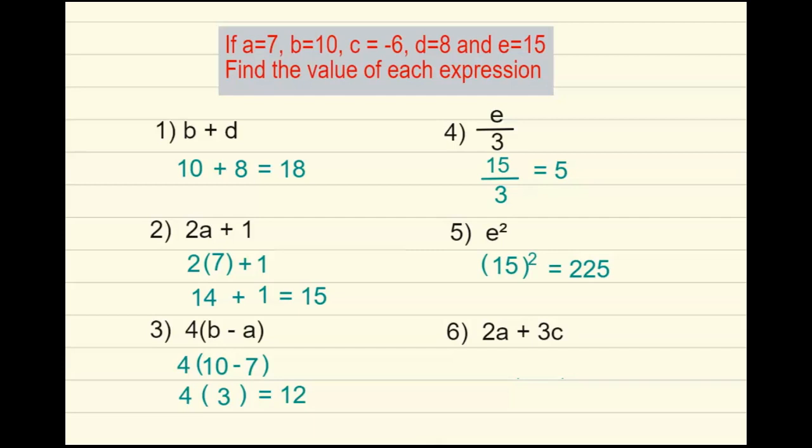For number 6, we have 2A plus 3C. So a number and a letter together means multiply. So instead of 2 times A, we substitute 7 for A. So that's 2 times 7, plus 3 times -6. 2 times 7 is 14. Add 3 times -6, which is -18, will give us -4.